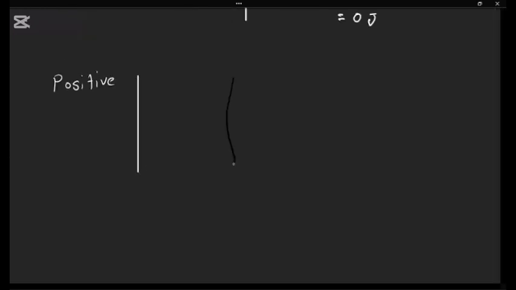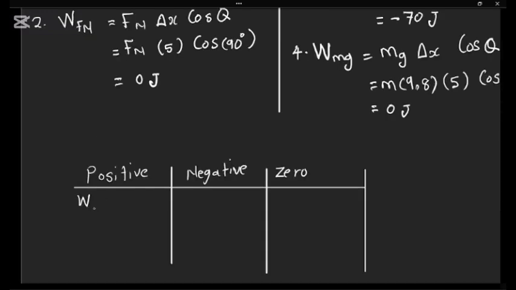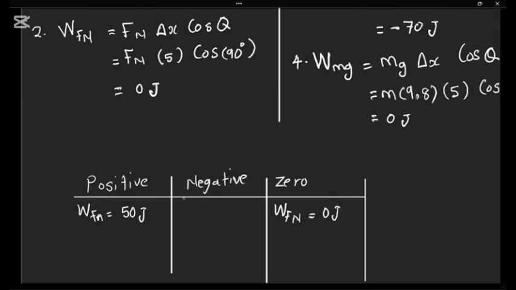So let's check which force did a positive work, a negative work, and also a 0 work. Work done by the applied force, we got a value of 50 joules, meaning the applied force did a positive work. Work done by the normal force, we got 0 joules, meaning it falls under 0 work. Work done by Fk, we got negative 70 joules, meaning Fk did a negative work. And work done by mg, we got 0 joules, which also falls under 0 work.